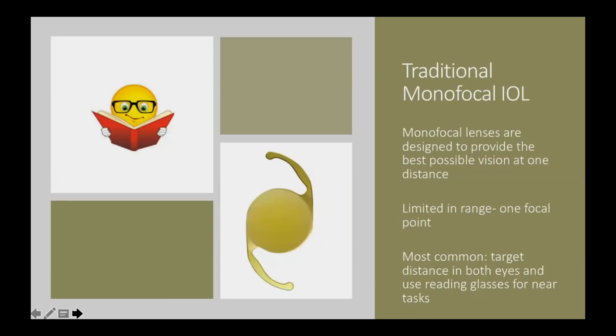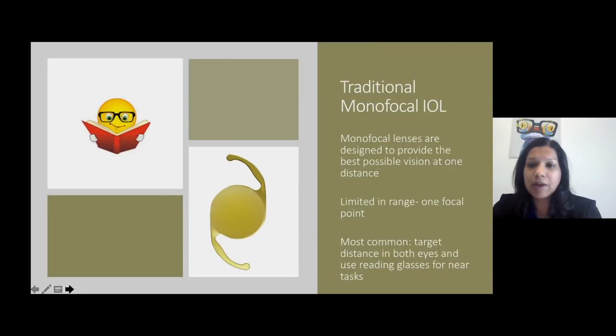First is what's known as the traditional monofocal IOL. This is the one that I would say most patients still choose, and it is the lens that had been used for years before we started developing newer lenses. Monofocal just means that one distance is corrected. Monofocal lenses are designed to provide the best possible vision at one distance, but they're limited in range because it's only one focal point. What that means is that when you remove your natural lens, which is your cataract, we replace it with this new lens, and this new lens is going to correct either your distance vision or your near vision, and then you would have to wear glasses for the other.